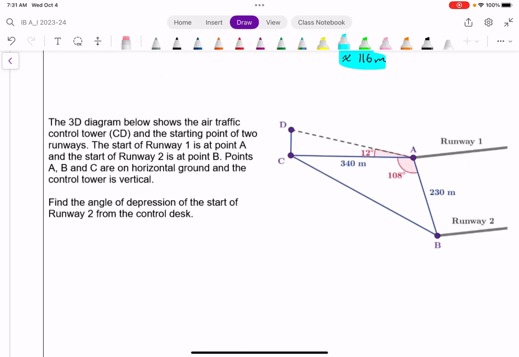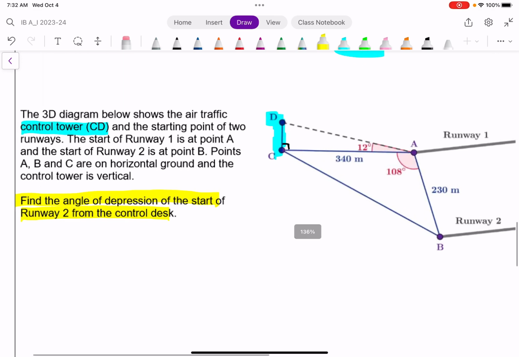Lastly, a fair amount is being described right here. This is meant to be a 3D diagram in which CD or DC is a control tower, sticking out from the ground, as well as measurements describing how this relates to two different runways. And again, we have a diagram here, but keep in mind, this is meant to be three-dimensional, so this is sticking up out of the ground here. We want to find the angle of depression from the runway 2 to the control desk.